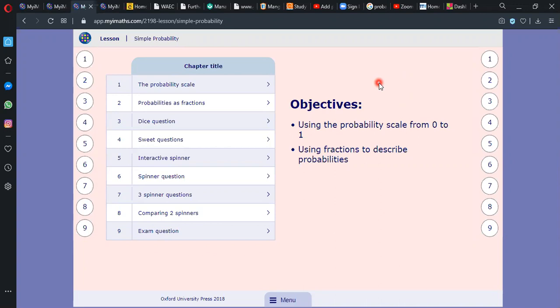Please, you are required to listen attentively in class and follow through with the lesson that we have today. The objectives for today are to learn the use of the probability scale from 0 to 1 and also using fractions to describe probabilities. I'm sure you're going to have fun in this class. Okay, let's get right to it.